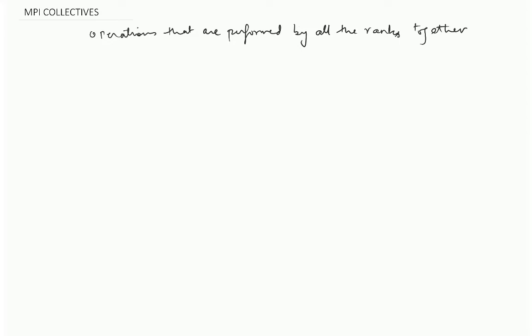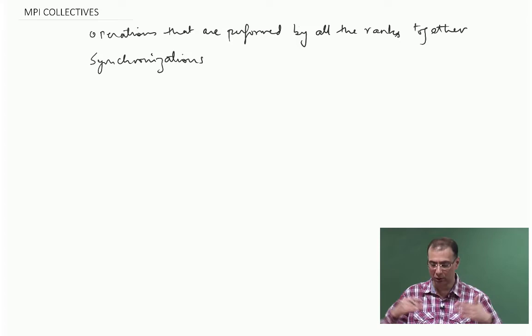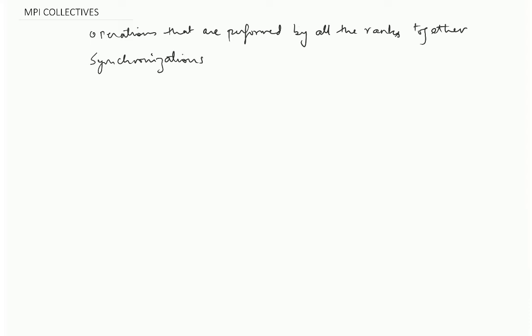So there are synchronization operations. If all the processes want to synchronize at a particular location in the code, you want all the processes to proceed beyond that only after they've all reached that point, right? So that is synchronization. The second reason is data movement across all processes. For instance, broadcast is an example where one processor sends to all the other processes, okay?